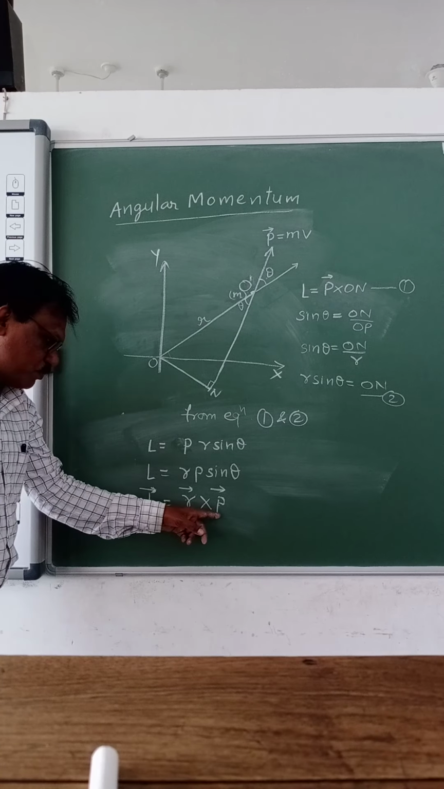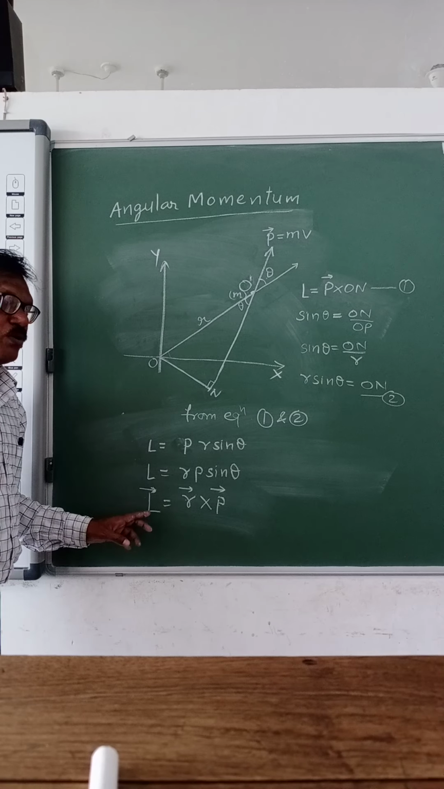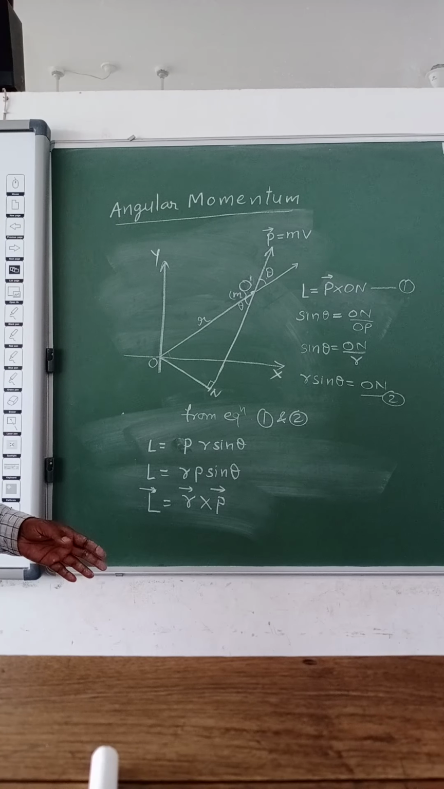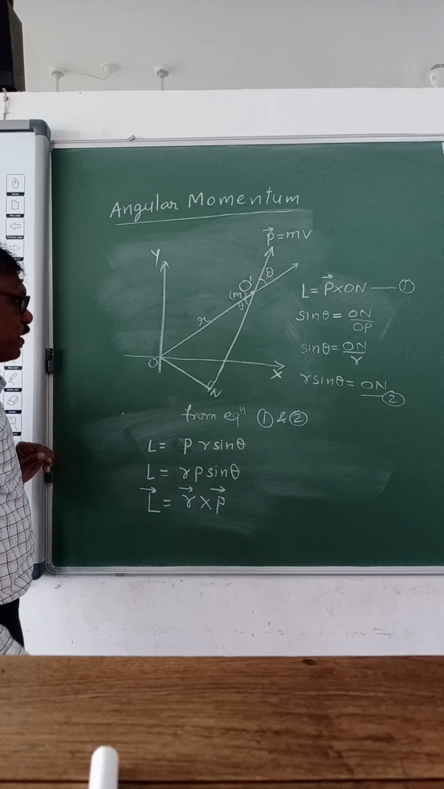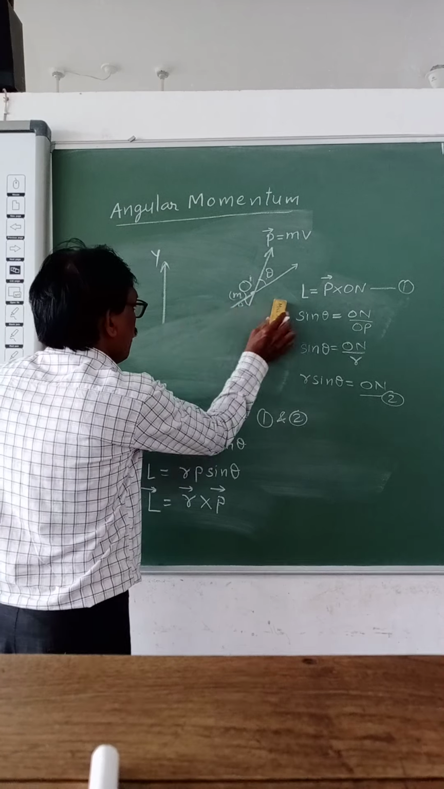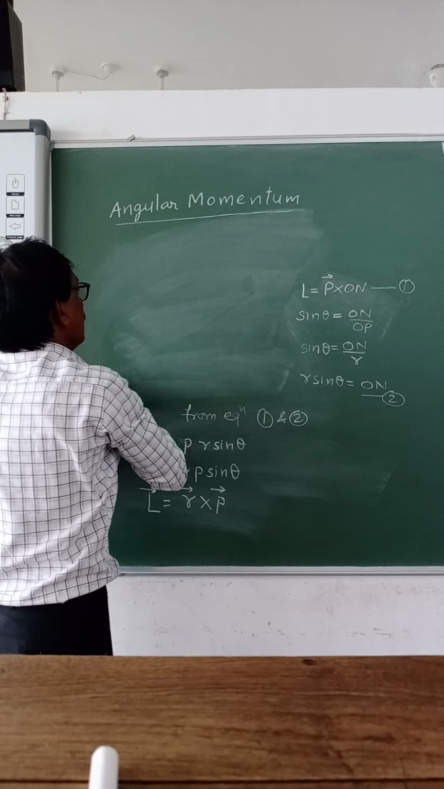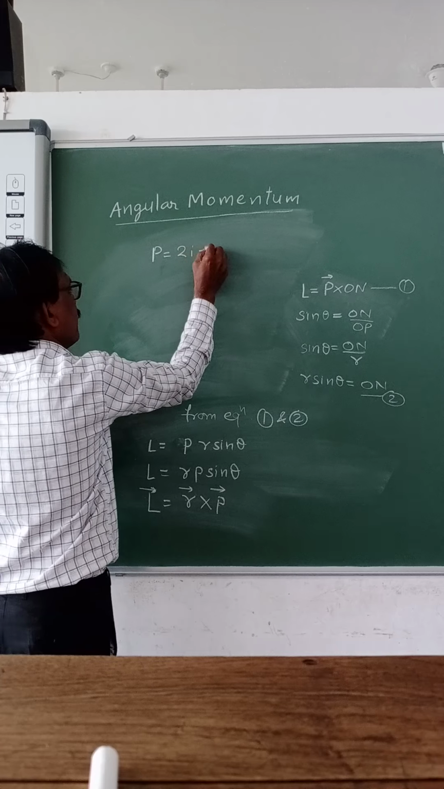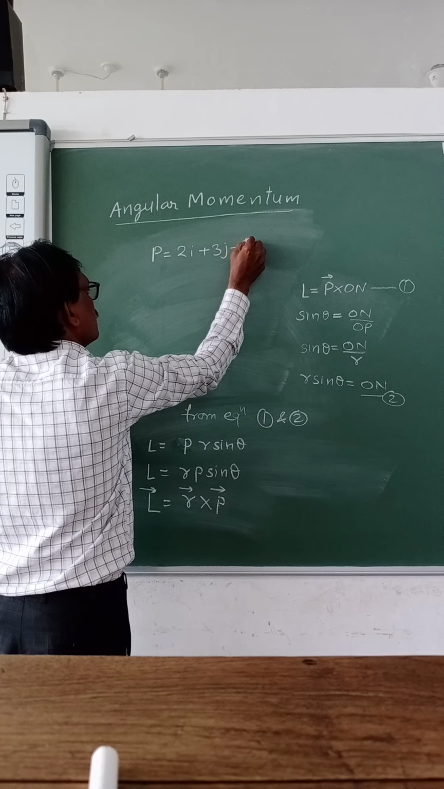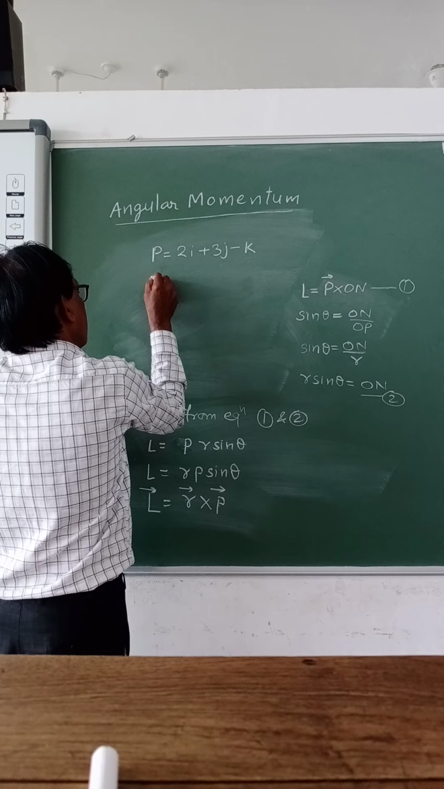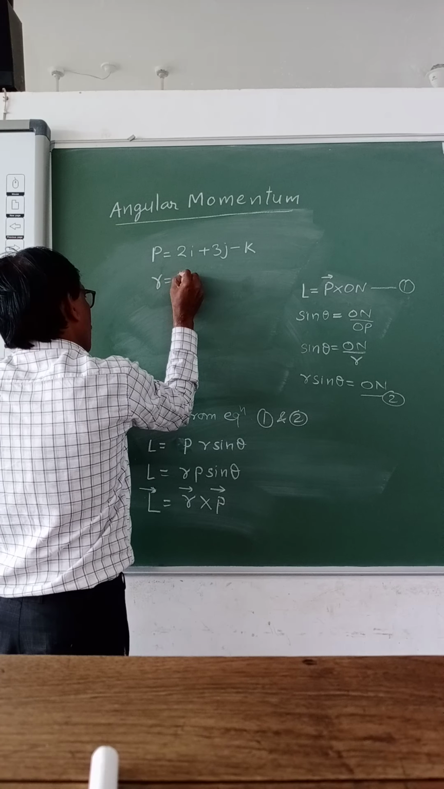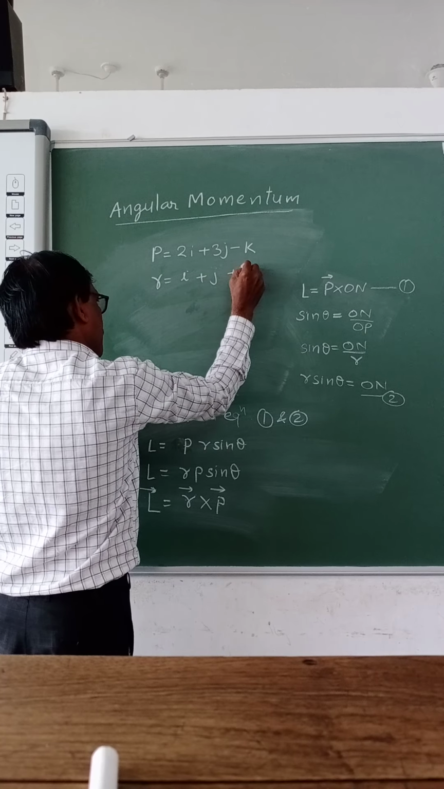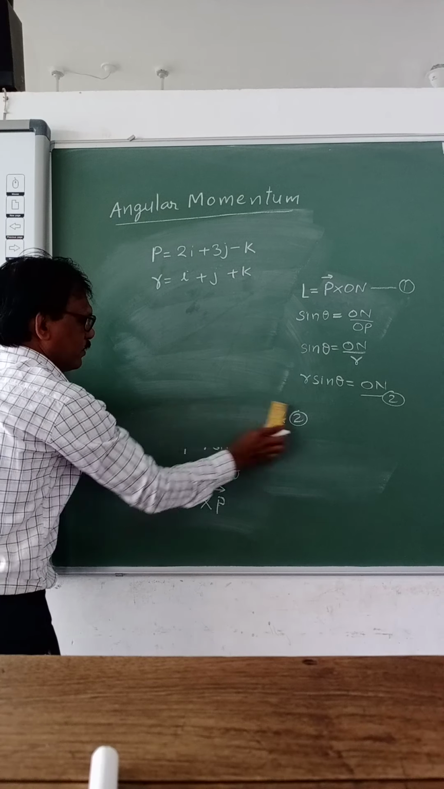L equals R cross P. It follows the vector law of vector cross product. For example, if we have the momentum vector P as 2i plus 3j minus k, and R is given by i plus j plus k, then what will be the angular momentum in that case?